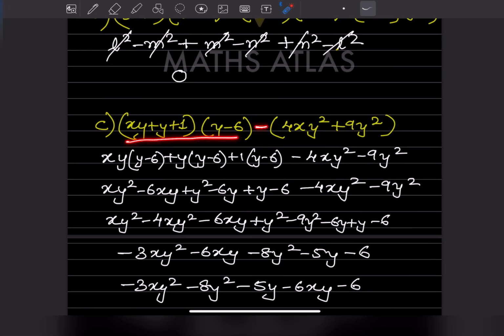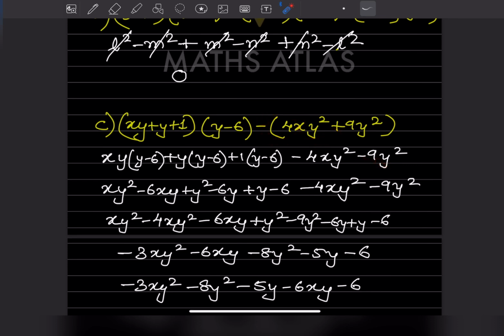Now look at this part, minus is here. So we have to solve this separately and this separately. So what we can do, we can also do by this method. Or else we can do, we'll take this first term and this bracket together. We have to multiply. Then we'll take the second term. And again this whole bracket, we are going to multiply with that. Then we are going to take the third term, that is plus 1. And again this whole bracket together. And here, what are you going to do? Minus 4xy square minus and plus, that is going to be 9 minus 9y square.